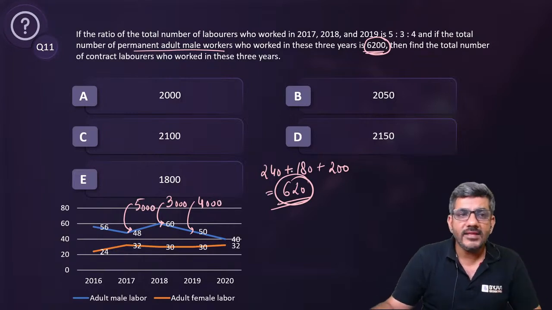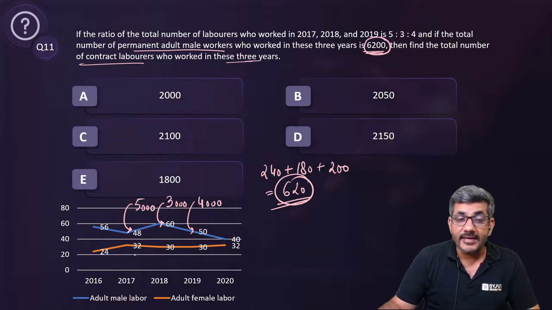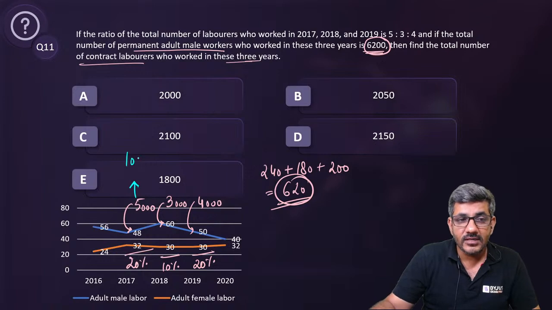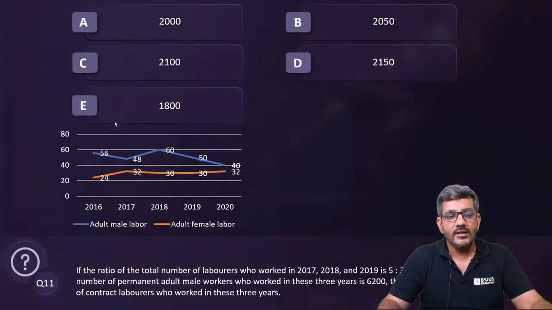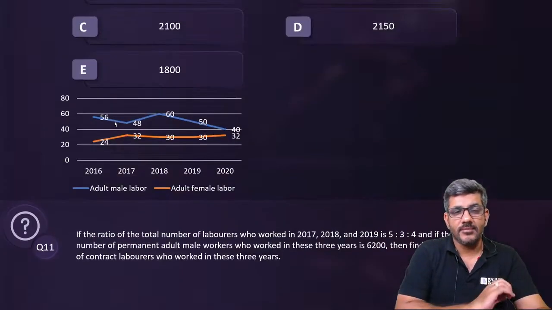बात बन गई. Find the total number of contract laborers who worked in these 3 years. यहाँ 48 plus 32 है 80. So the remaining 20% are contract laborers. 60 plus 30 is 90. Remaining 10% are contract laborers. 50 plus 30 is 80. Remaining 20% are contract laborers. How many contract laborers are there? 20% of 5,000 is 1,000, plus यहाँ पे 3,000 का 10% is 300, plus यहाँ पे 4,000 का 20% is 800. So 1,000, 300, 800 is 2,100. So C option is the right answer for this question. Yes. So इसका मतलब मैंने सही किया है.